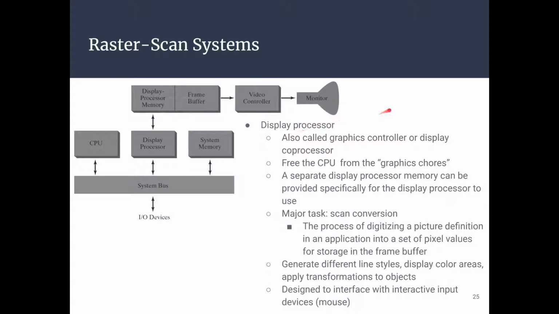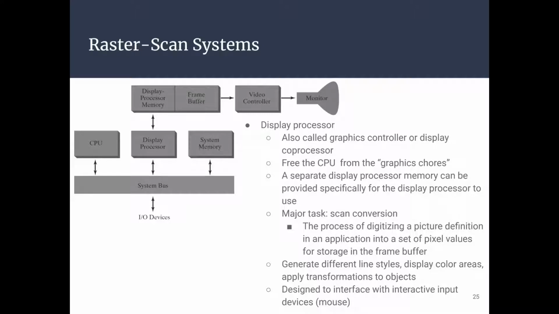Alright, so now that we also have talked about the video controller, before I mentioned that the display processor is also another special purpose processor that a raster scan system could have. And this image over here is an example of a structure of what a raster scan system will look like with a display processor. The display processor is also called graphic controller or display coprocessor.